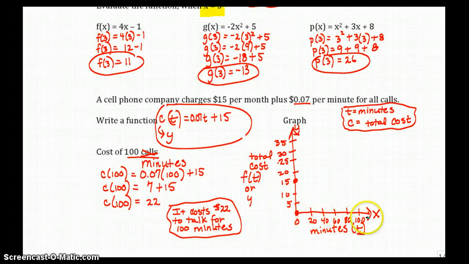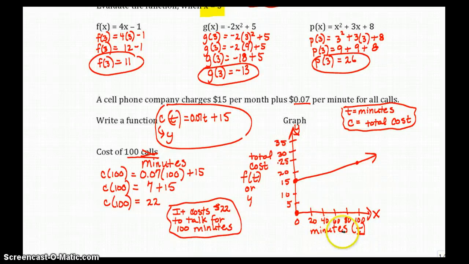So we go out to 100. We go up to $22, which is about right here. And then we connect this with a line. You can't have anything on the other side of 15 because you're not going to have negative amounts. But you could continue calling beyond 100 minutes. There are limitations to that, but for just the sake of doing this, we will put an arrow on that ray. Okay, let's talk a little bit about the domain and ranges that you might see.